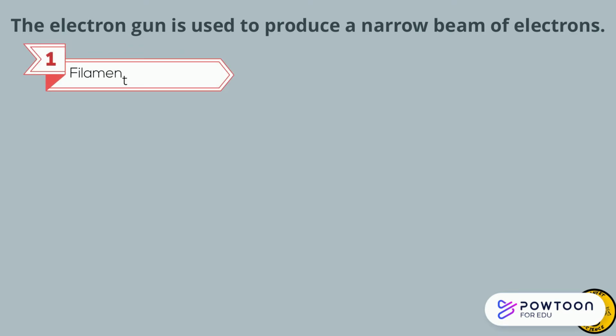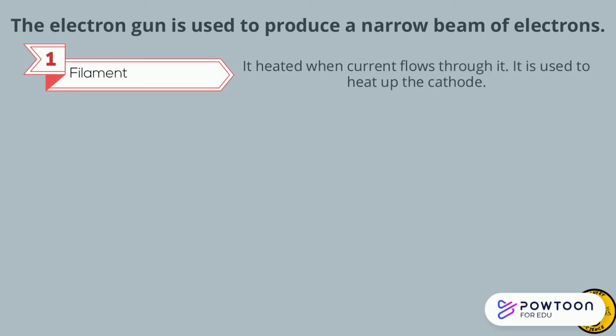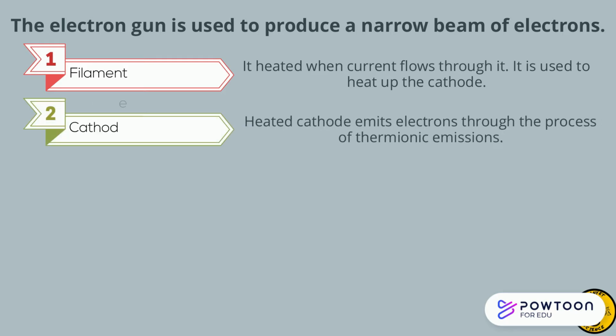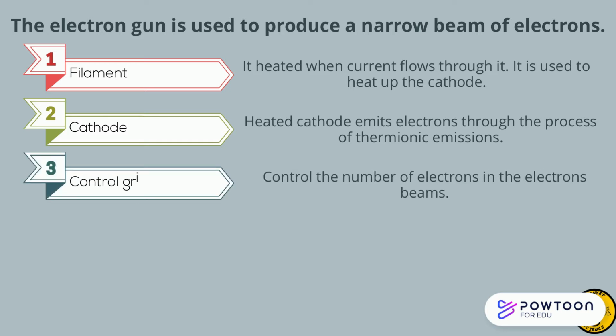First, filament. It's heated when current flows through it. It is used to heat up the cathode. Second, cathode. The heated cathode emits electrons through the process of thermionic emission. Third, control grid. Controls the number of electrons in the electron beam.